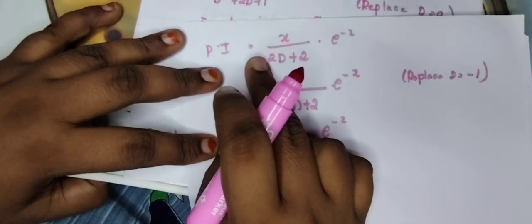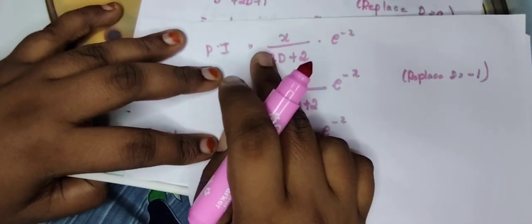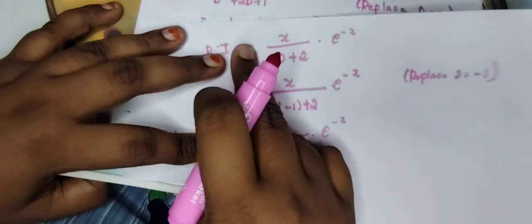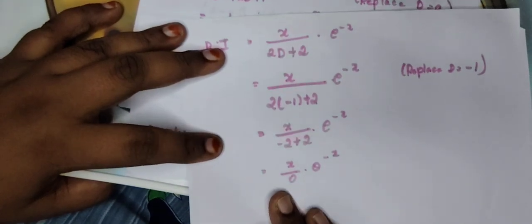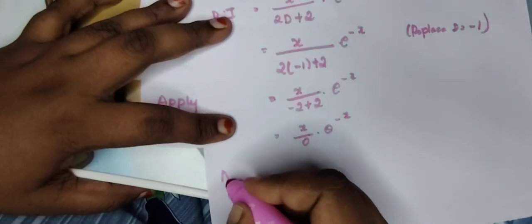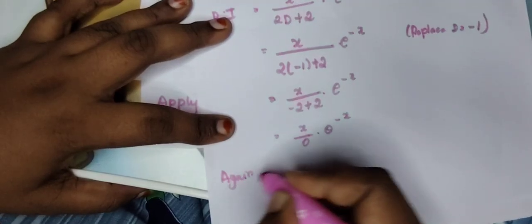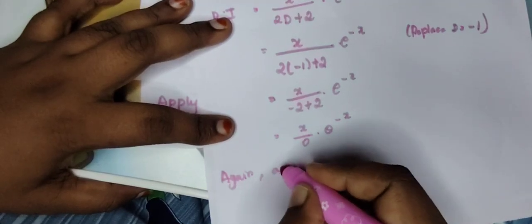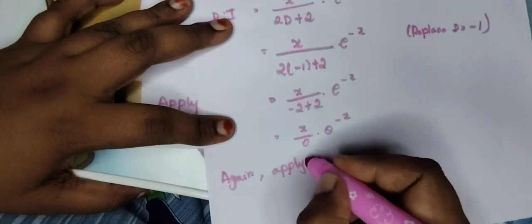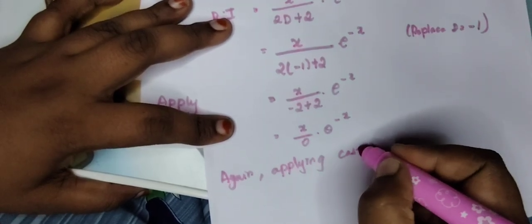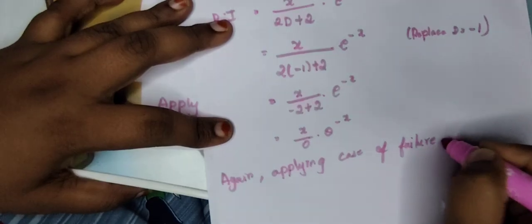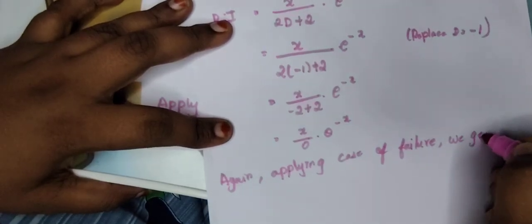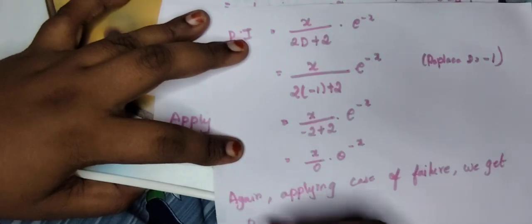So here for the first time we applied the method of failure. Again, after applying the method of failure, in the denominator we are getting the value to be 0. So again we will apply the case of failure now. Second time we are going to apply the case of failure. Again applying case of failure, we get, so this is my particular integral which I got now.